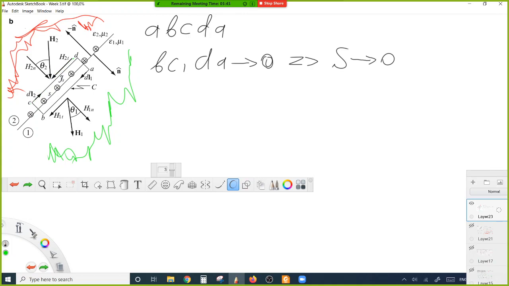The last consideration: the total current enclosed by the contour is equal to the current density on the surface multiplied by the length AB. For the total current we use the current density on the surface multiplied by the length of AB or CD.